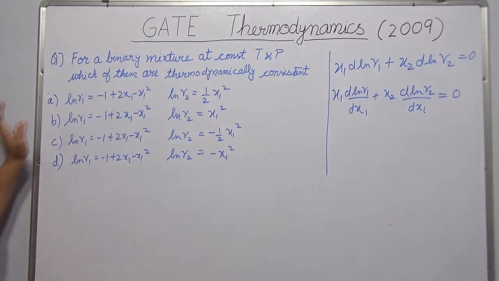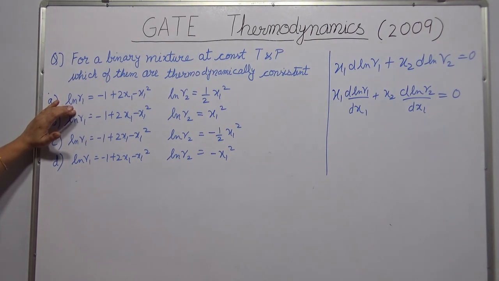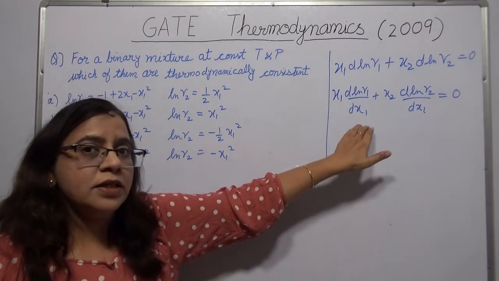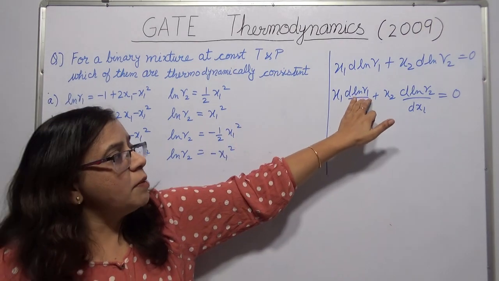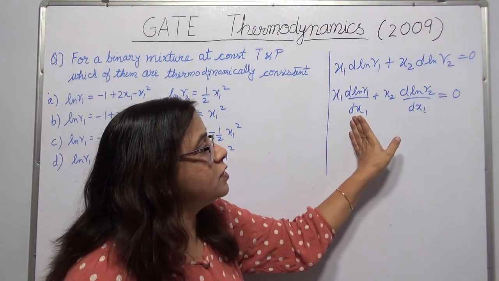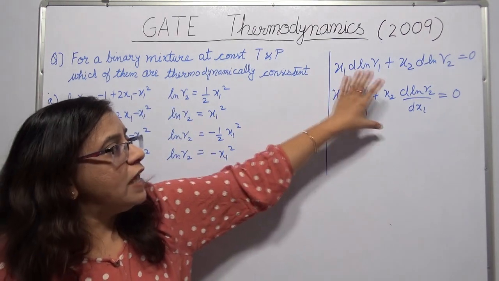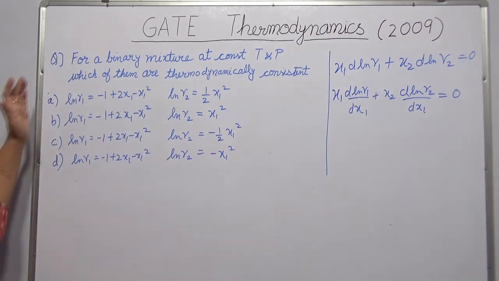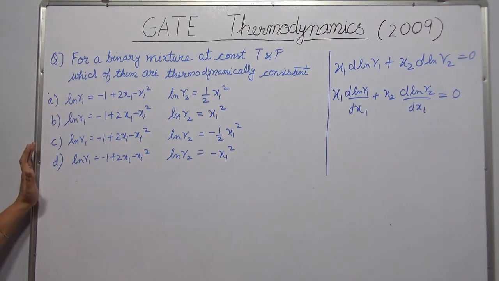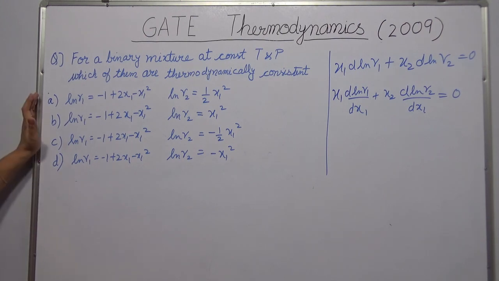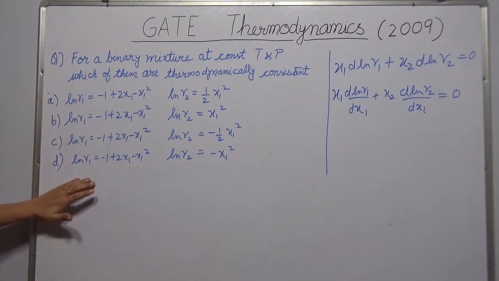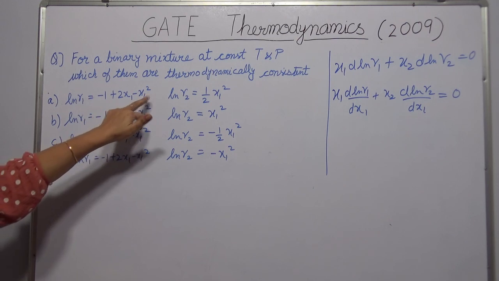Now since this is a partial molar property, it must satisfy this equation. So what we will do is find the derivative of ln gamma 1 and ln gamma 2 with respect to x1, put those values in this equation and see which one of them equates to 0. The one which equates to 0 will be thermodynamically consistent. Okay, in order to reduce your mathematical effort, realize that all the ln gamma 1 values are the same, that is, it is minus 1 plus 2x1 minus x1 square.